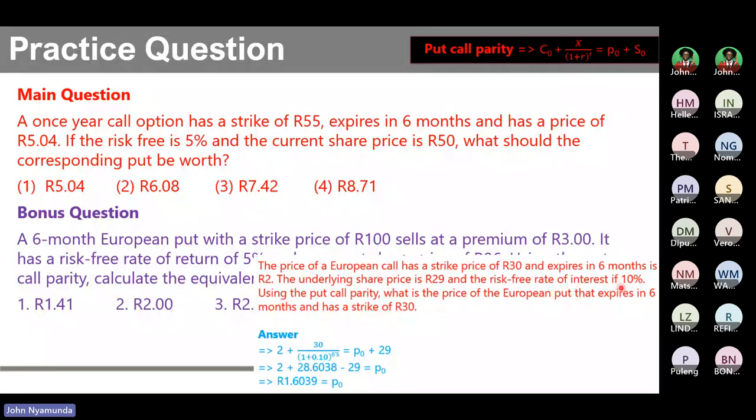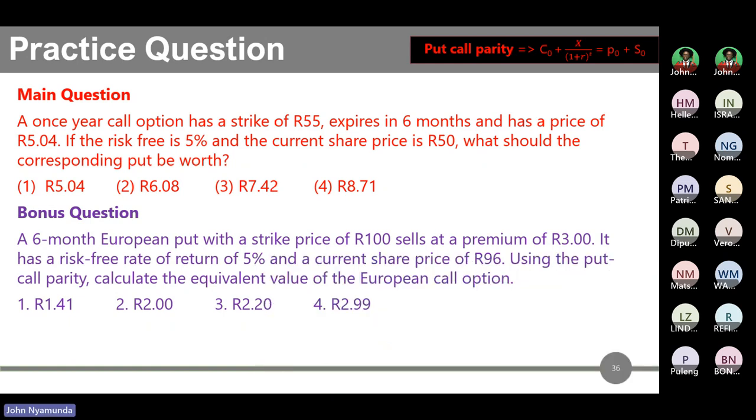So the 0.5, ladies and gentlemen, was coming from the 6 months. Remember, 1 plus r to the power of t, which is the time. So 6 over 12 is 0.5. That's why you have the 0.5 there. I'm going to remove that image so that Tembisa can do the bonus question.